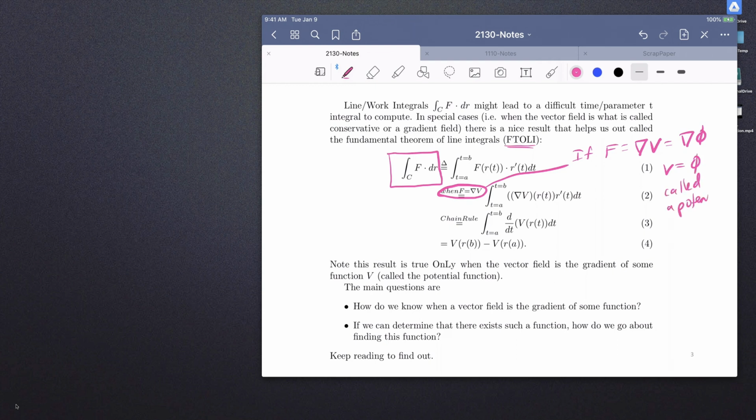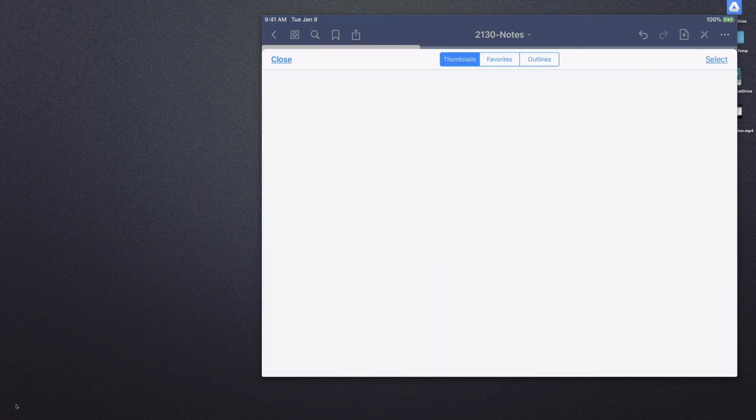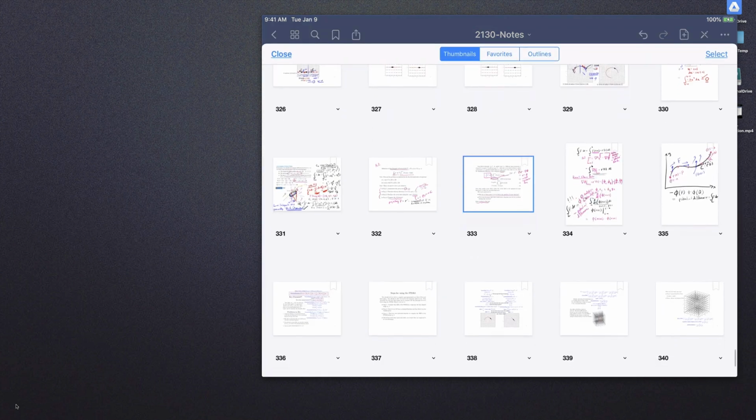Now, we'll get into details in later videos about how to compute this potential function. There are some questions here, like how do you know that a vector field has a potential function? And once you know that a vector field has a potential function, how do you go about finding it? In later videos we will discuss that. But in this video I want to just focus on an example, assuming that we know that a potential function exists.